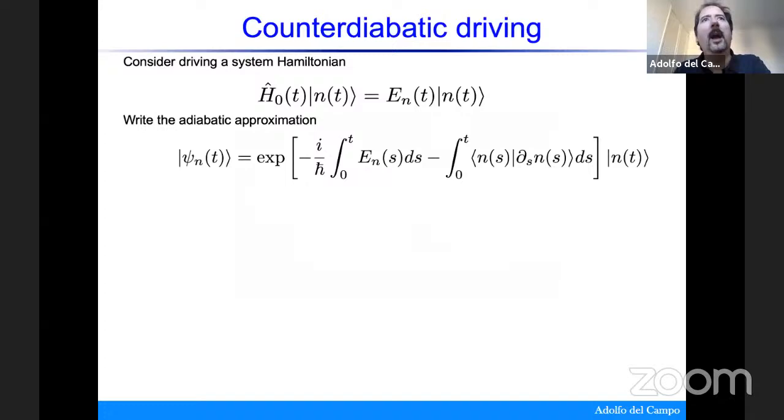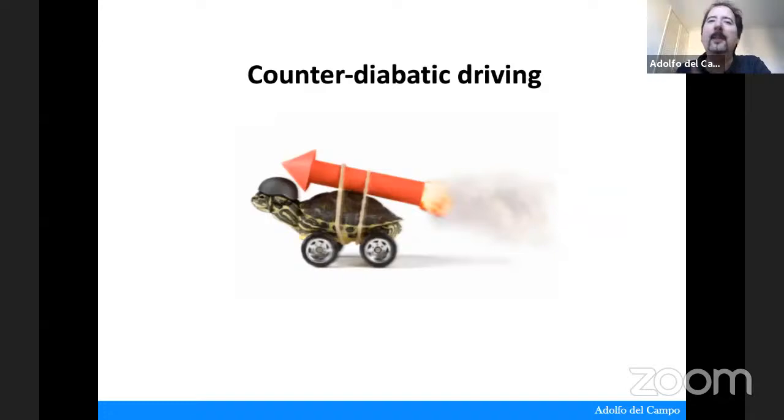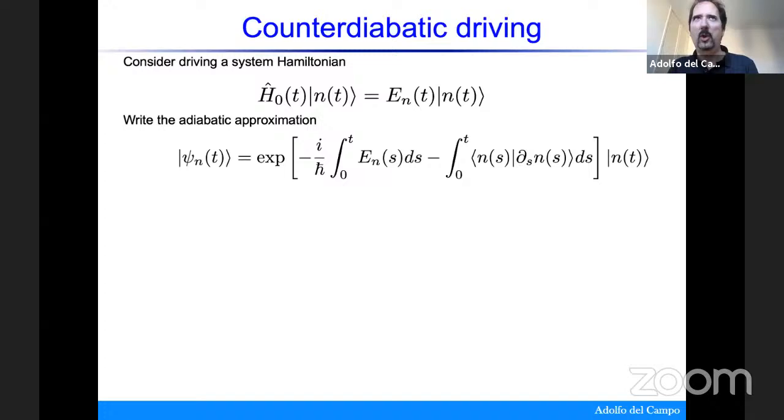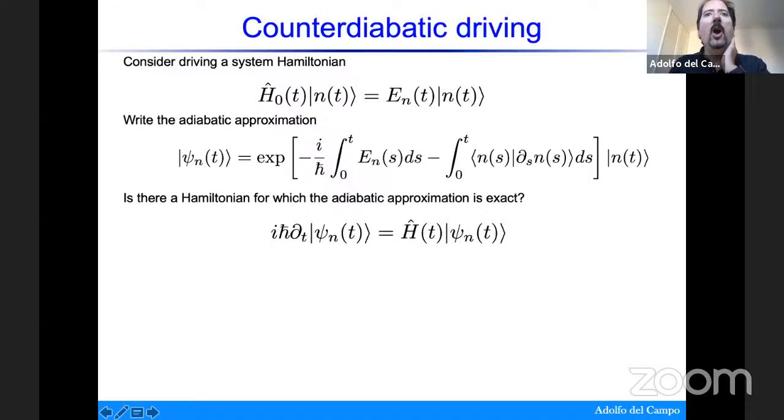I just want to mention a technique which has been stated to satisfy the quantum brachistochrone problem, which is the time-optimal protocol. And this is counter-diabatic driving. It's a universal technique to engineer control protocols of isolated systems. If you have a system and you drive it slowly, you know that the adiabatic approximation describes the evolution. You may wonder whether the adiabatic approximation to your system is actually the exact solution of a different Hamiltonian.